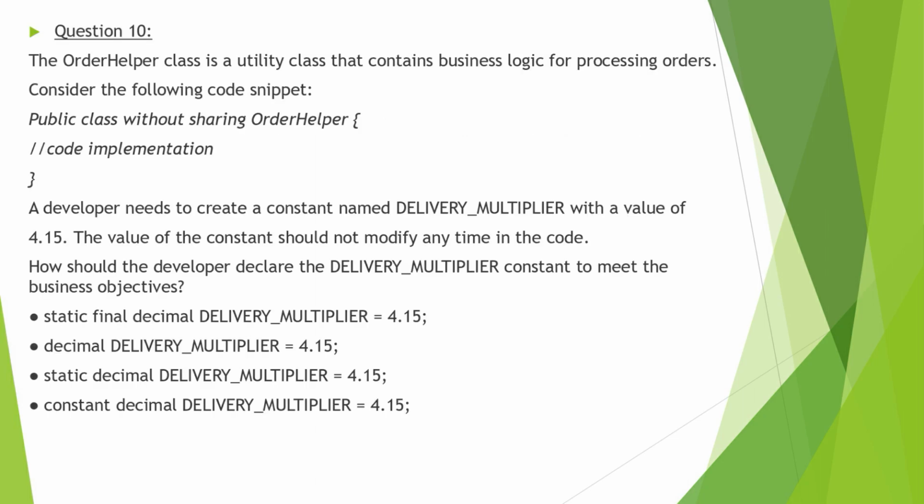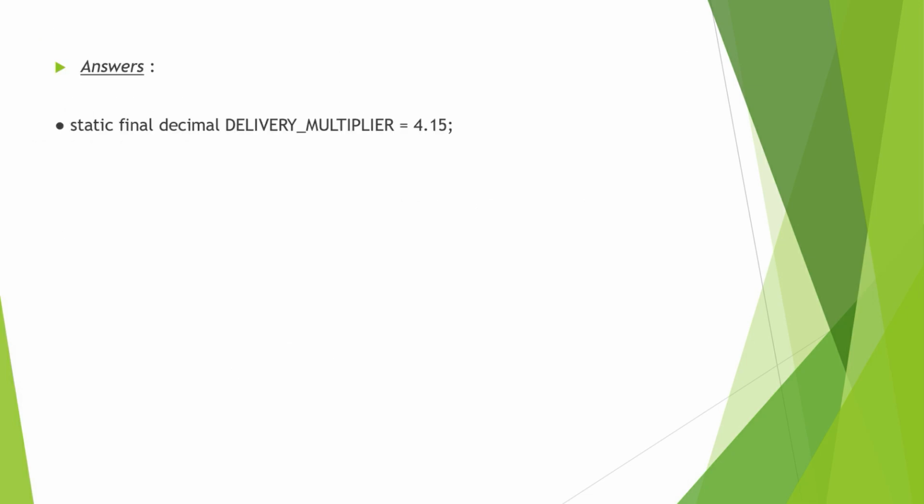Question 10. The OrderHelper class is a utility class that contains business logic for processing orders. Consider the following code snippet. A developer needs to create a constant named DELIVERY_MULTIPLIER with a value of 4.15. The value of the constant should not be modified any time in the code. How should the developer declare the DELIVERY_MULTIPLIER constant to meet the business objectives?